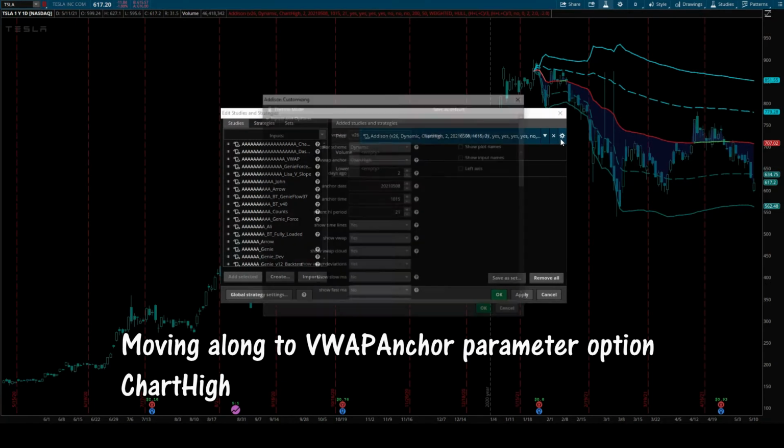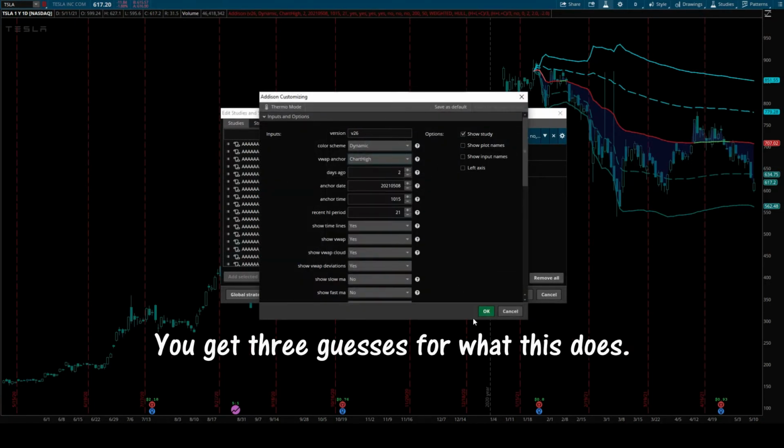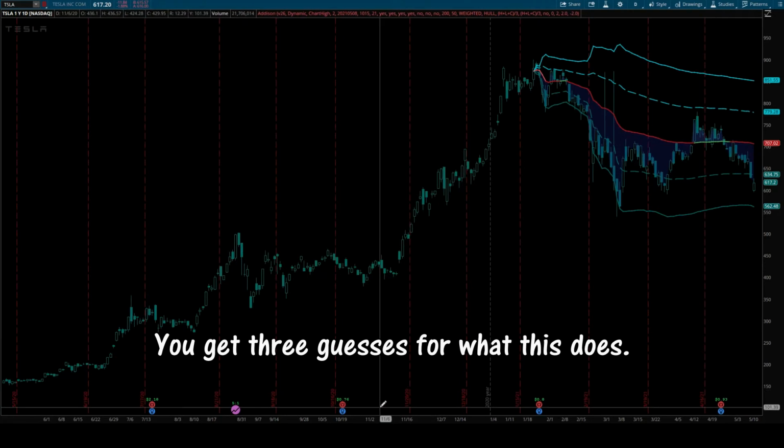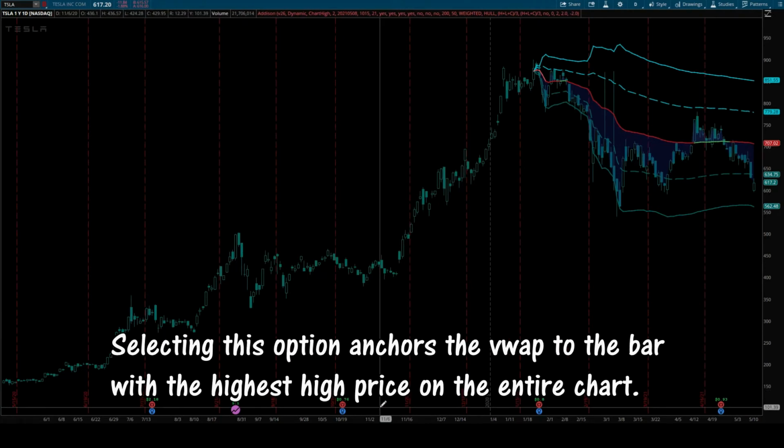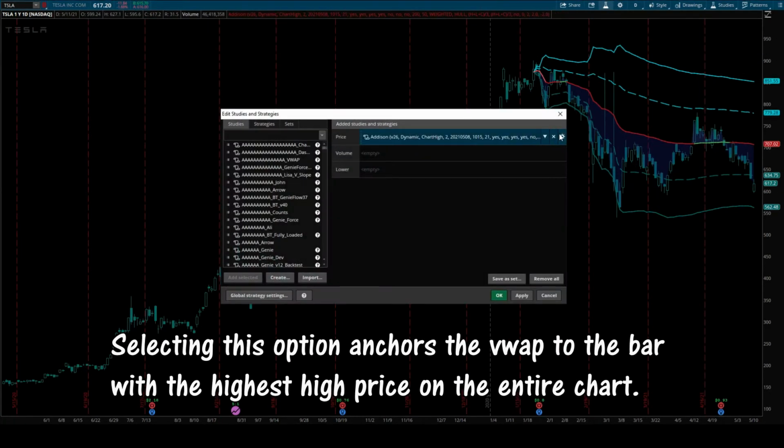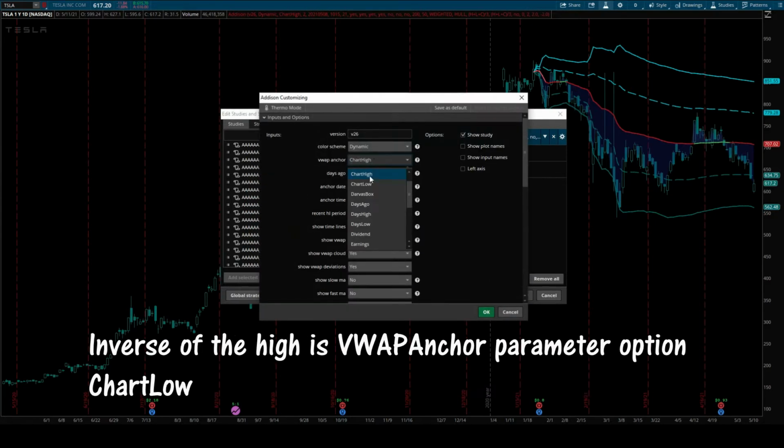Moving along to VWAP anchor parameter option chart high. You get 3 guesses for what this does. Selecting this option anchors the VWAP to the bar with the highest high price on the entire chart.